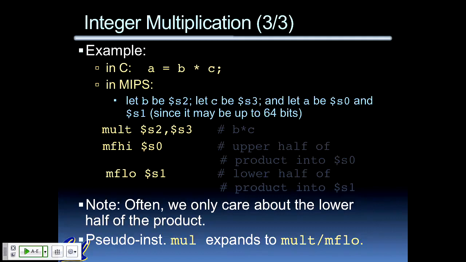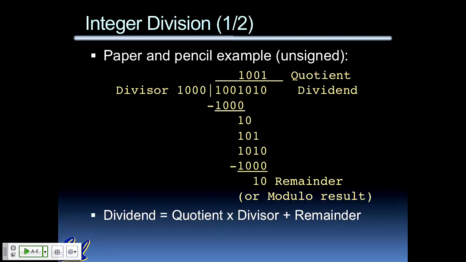Often in C code particularly, you only care about the lower half of the product. So in C, it's defined that if you multiply two integers, you get an integer result. The fact that it expands, the high bits are just ignored in C, right? So this pseudo instruction mul just expands into a multiply and the move from low. The move from high is just not needed because you don't need that high word of the result. You can't get at it. Okay, so that's integer multiplying in MIPS.